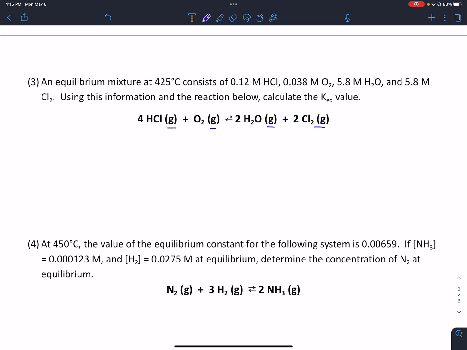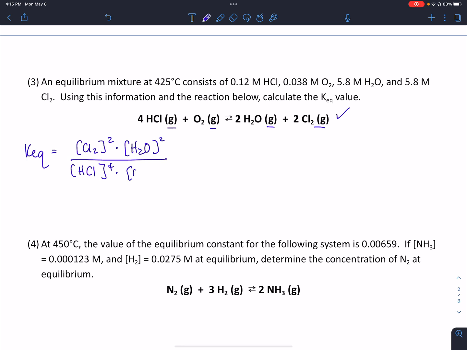4 hydrogens, 4 hydrogens, 4 chlorines, 4 chlorines, 2 oxygens, 2 oxygens. So we're balanced, and everything can go into that expression. So KEQ is going to equal the concentration of Cl2 squared times the concentration of H2O squared divided by the concentration of HCl. I just saw an error here. I'll fix it in just a minute. Times the concentration of O2.